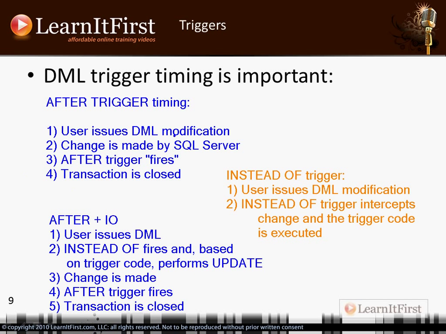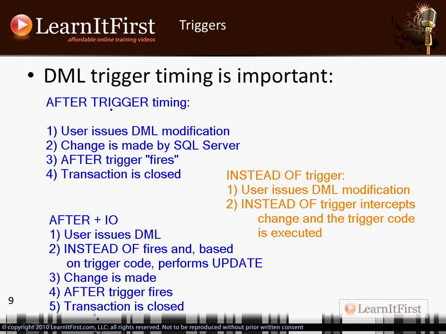The rule here, and we'll talk more about this, is you can only have one instead of trigger per table per operation. Logically, that makes sense, right? If I have an instead of trigger built on an update, I can't have two instead of triggers, because only one thing can happen instead of the user making the change.